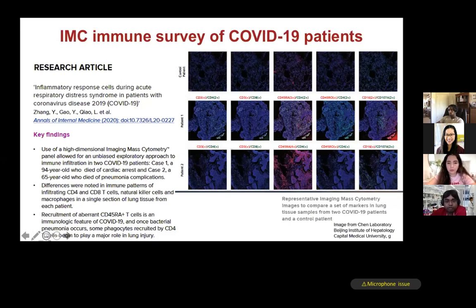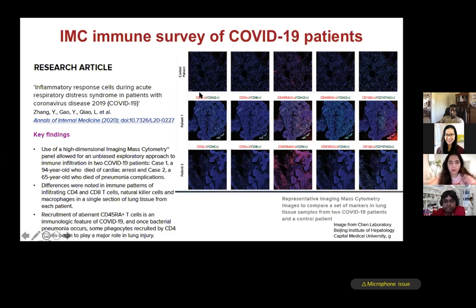So on top, you see a control patient, maybe a lung sample from a deceased person who has donated their lung. So you don't see anything basically. There are not a lot of immune cells. Patient one, I think, is a 94-year-old person who died of cardiac arrest but also was COVID-19 positive. And patient two was a 65-year-old who also had COVID-19 and then also had a pneumonia complication.